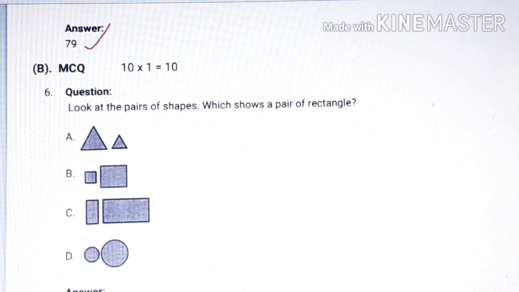The next section is B, MCQ number 6. Look at the pairs of shoes which show a pair of rectangles. Among these options, children, you have to choose the option which shows a pair of rectangles. Is this rectangle A? No, it is a triangle. Number B is a square. C is your rectangle. So the correct option is C. Okay.